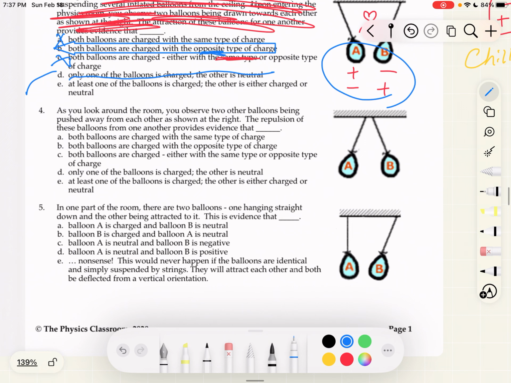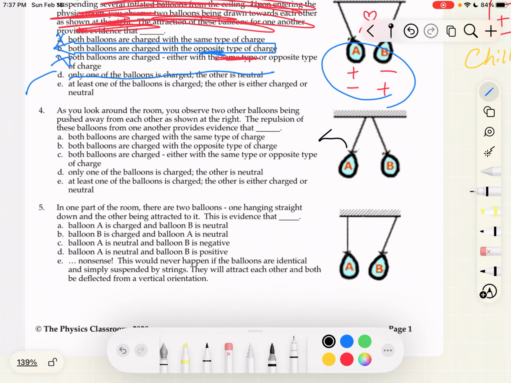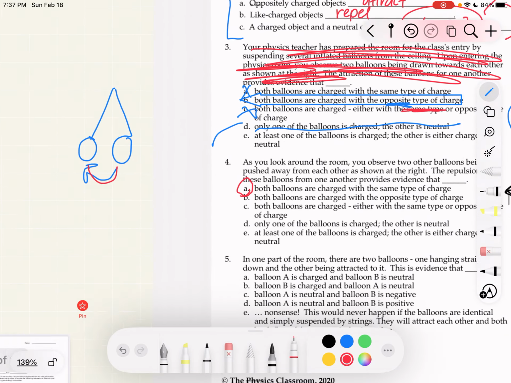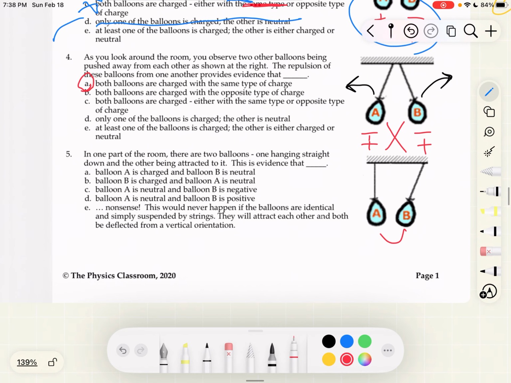This one. Are these two pulling apart or are they attracting? They're pulling apart, because we do not date our family members and they're the same. So we're going to find our answer. Both balloons are charged with the same type of charge. This one is like this. And this. This one is coming onto this one.